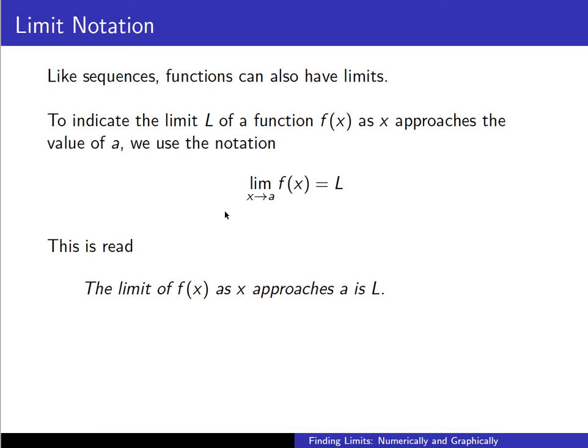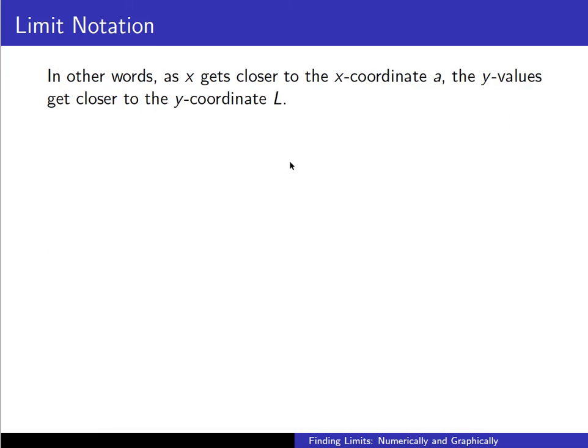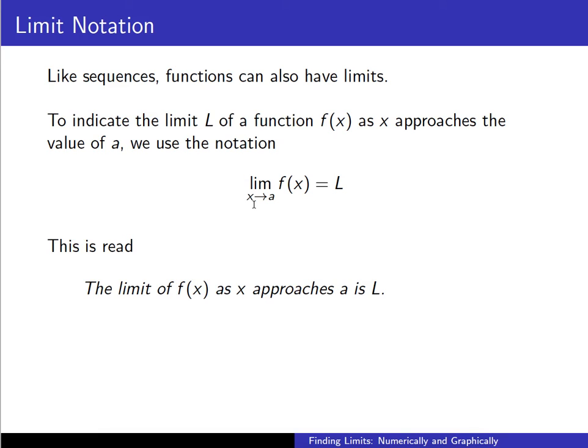So as far as notation goes, to translate that into everyday language, it's either the limit of f of x as x approaches a is L, or the limit as x approaches a of f of x is L. In other words, as x gets closer to the x coordinate of a, the y values are going to get closer and closer to your limit value of L. So as our x coordinates get closer and closer to this value of a, our y coordinates are going to get closer and closer to this value of L.